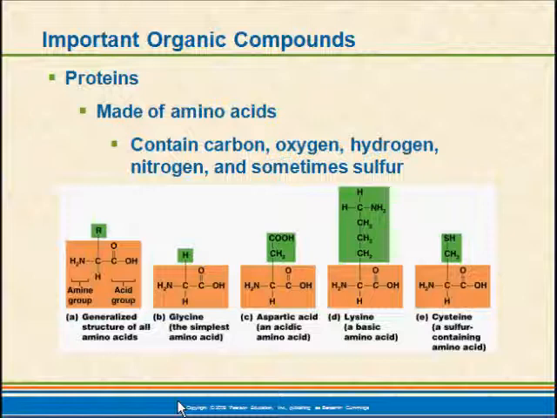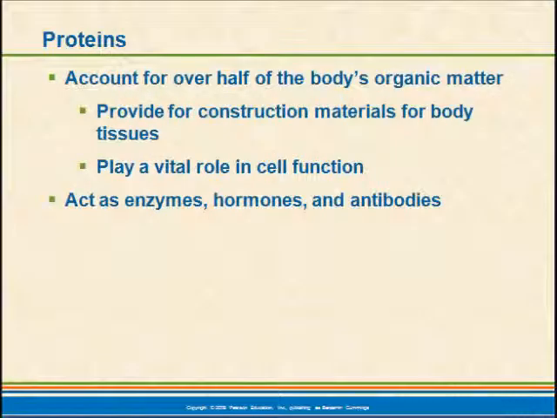There's a generalized structure to all amino acids, which is they have an amine group, amine meaning nitrogen. They have the same acid group, and then they have something that's called their radical group. And that radical group is what defines what kind of amino acid there is. And we have 20 some odd different amino acids that we make our proteins from. Now, proteins account for over half of the body's organic matter.